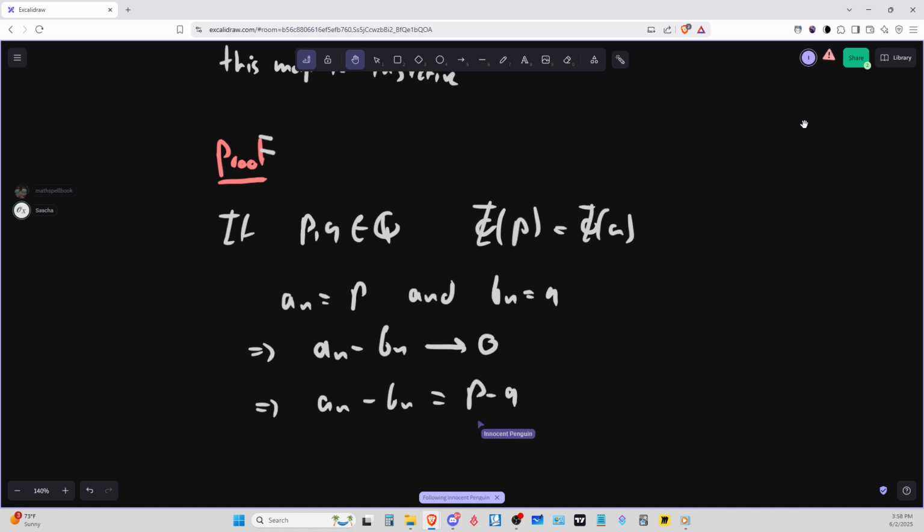But then we get into trouble because the sequence is constant, right? So if those guys are going to 0, it means that P has to be equal to Q. That's the only way that P minus Q will go to 0, because otherwise this sequence is constant, but it's not 0. That cannot go to 0. So P is equal to Q, so psi is injective.